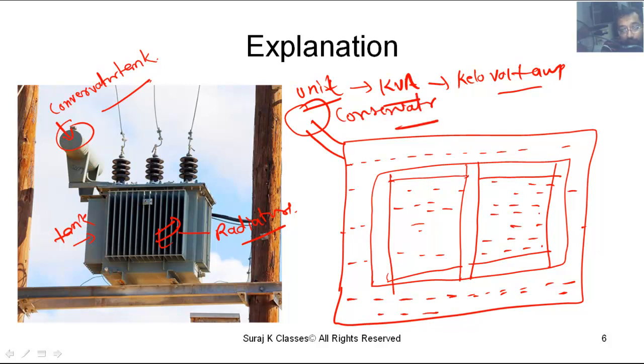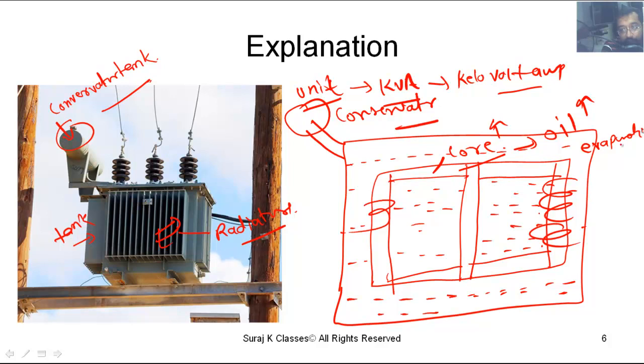Okay, so now why this conservator tank? Whenever the current is flowing through these windings, this is heating up the core, and when the core is heated, then the oil is also heated. When the oil is heated, evaporation happens, okay? That means some gases are released.